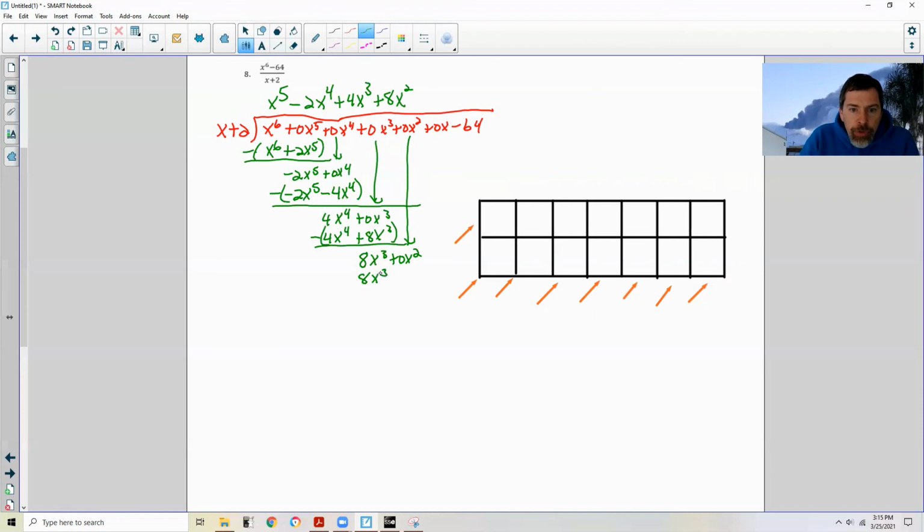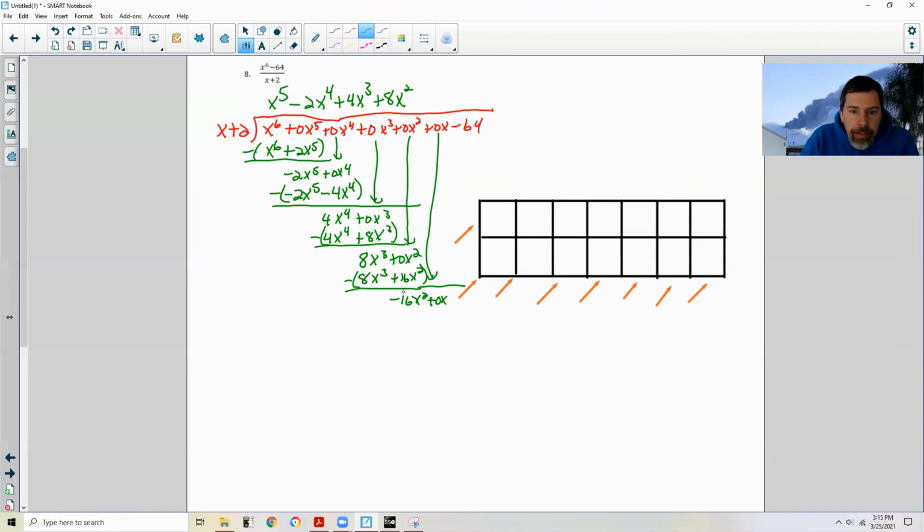8x squared times 2 is 16x squared. Subtract. 8x cubed minus 8x cubed is 0. 0 minus 16 is negative 16x squared. Okay, I'm running into my table here. Bring this down plus 0x.